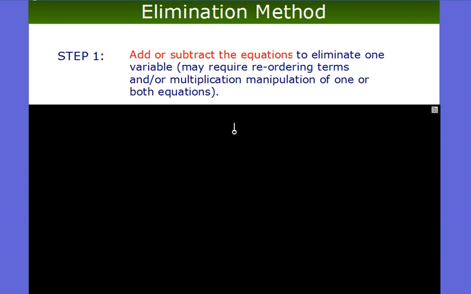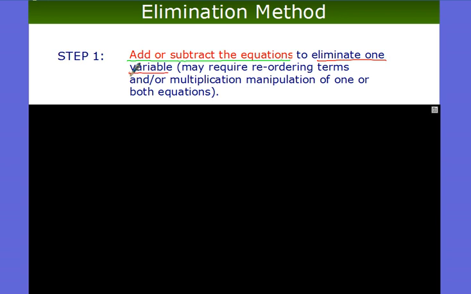Okay, so the first step that we're talking about is we're going to add or subtract the equations to eliminate one of the variables. Our goal is to eliminate one of those variables. Typically, we eliminate by making sure that we're doing opposites. So we're taking add or subtract the equations to eliminate one variable.